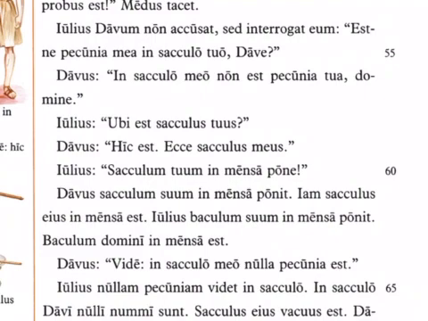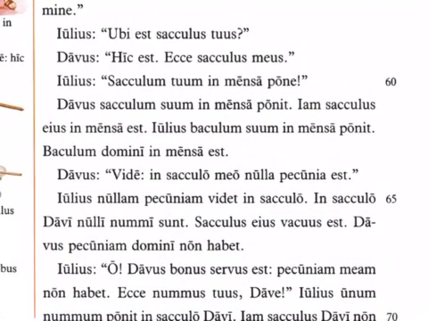So back to the story at line 61. Davus saculum suum in mensa ponet. Davus places, ponet, puts, ponet, his pouch on the table, in mensa. Iam saculus eius, now his pouch. Remember, eius is that new word for his. It's a genitive or possessive case. Now his pouch in mensa est, is on the table. Julius baculum suum in mensa ponet. Julius places his stick, his rod, on the table. Baculum domini in mensa est. The master's stick is on the table.